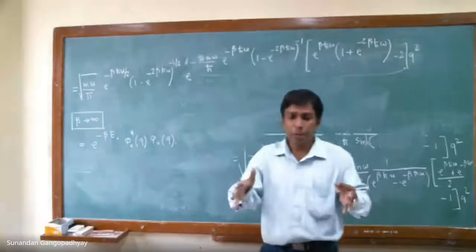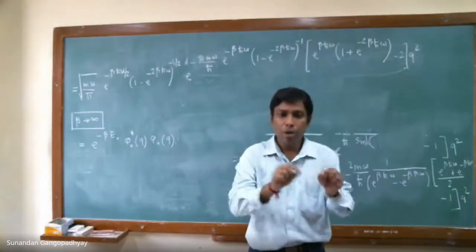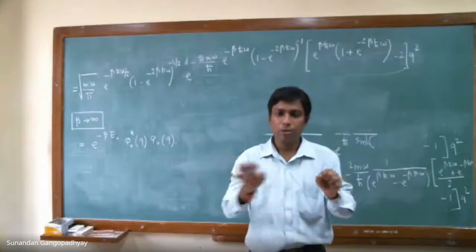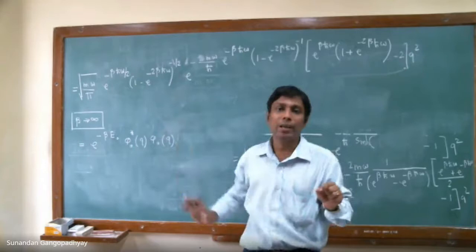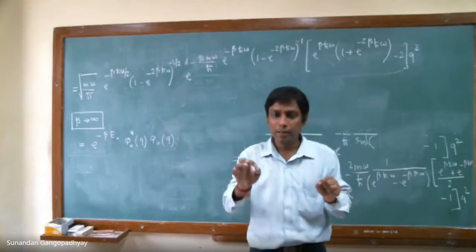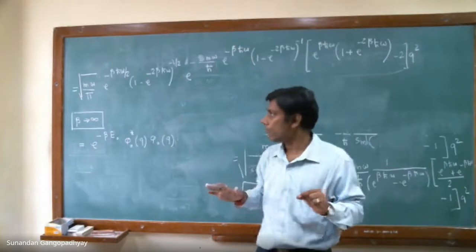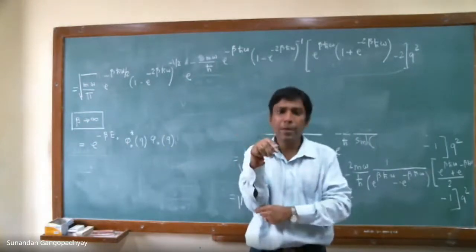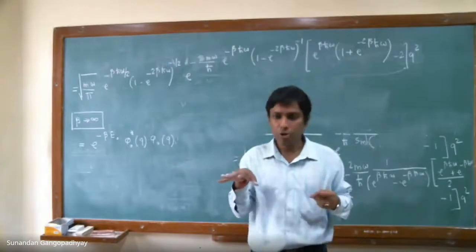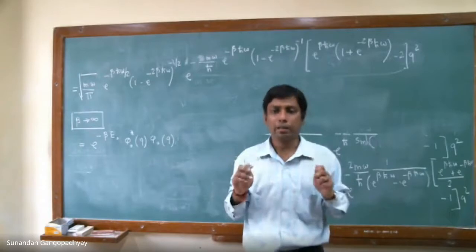So if you write down the propagator and set QF equal to QI equal to Q, that is what we are doing now. And then you take the beta going to infinity limit. Beta going to infinity limit means the temperature going to 0 limit. So that will isolate the ground state.